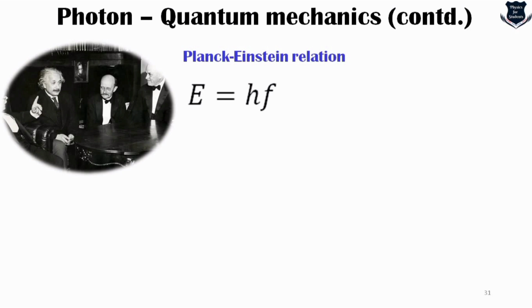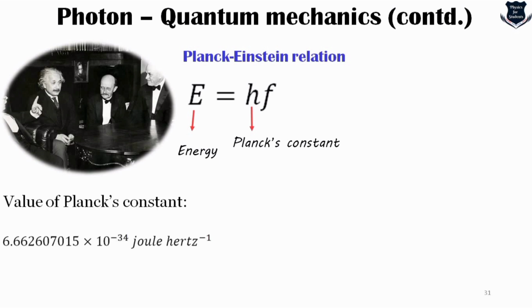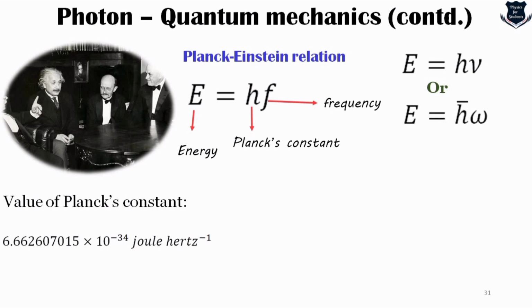The Planck relation, also called Planck's energy-frequency relation or Planck formula, is a fundamental equation of quantum mechanics, which states that the energy of a photon, E, is proportional to the frequency times Planck's constant. The value of Planck's constant is in terms of joule-hertz inverse. This is the frequency, and you will also see that it is sometimes written as E equals h nu. The constant of proportionality is h, or it is written as E equals h bar omega, where h bar equals h by 2 pi.